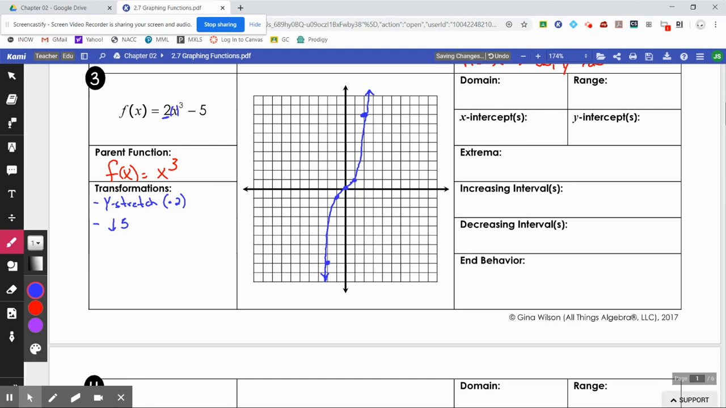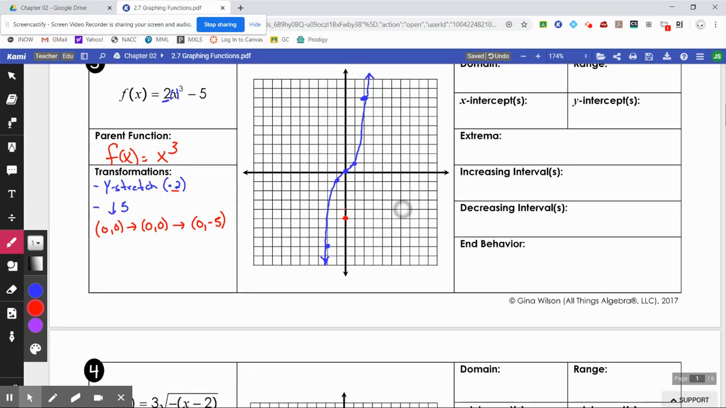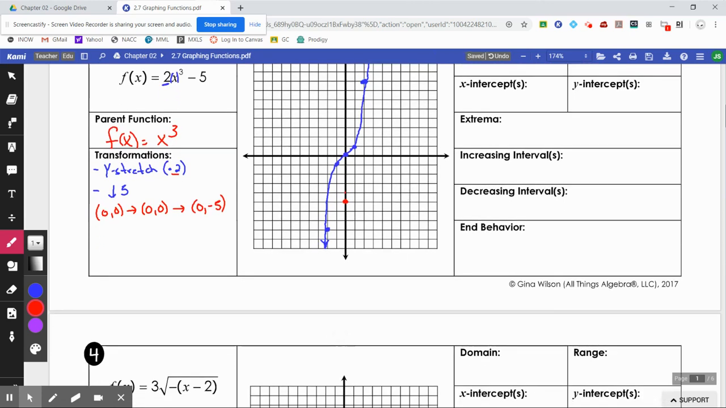So let's take a point. We'll take our origin right here at 0, 0. Let's perform our 2 operations. If I multiply the y times 2, it doesn't do anything to it. And then if I move that down 5, that is now located at 0, negative 5. And let's plot that, 1, 2, 3, 4, 5. And we're going to do that transformation to a couple more points. Again, we're just multiplying our y times 2 and moving it down 5.